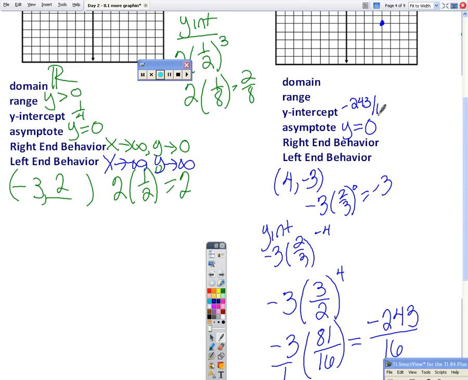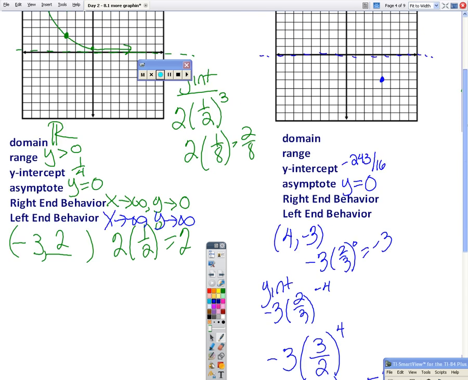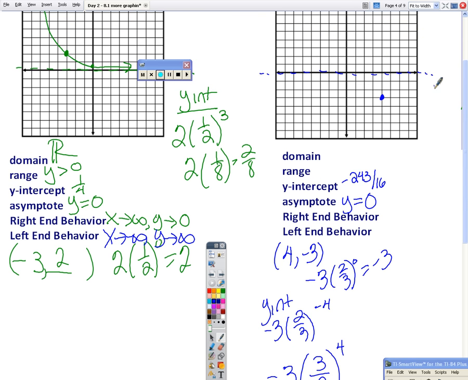So because it's so low and it's not on the graph, I'm not going to show a y-intercept when I make my sketch. The domain's still all reals. The range now, our y's are less than 0. As x goes to infinity, y is approaching 0. And as x goes to negative infinity, y is approaching negative infinity.